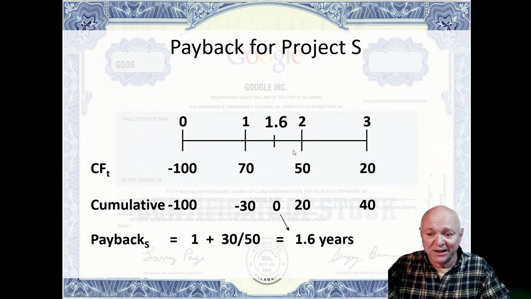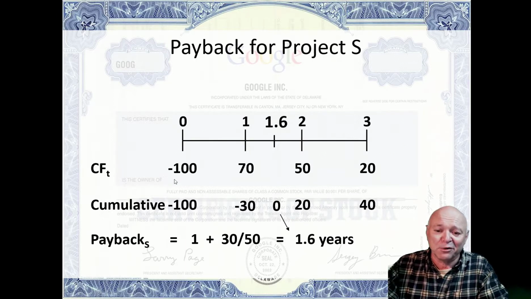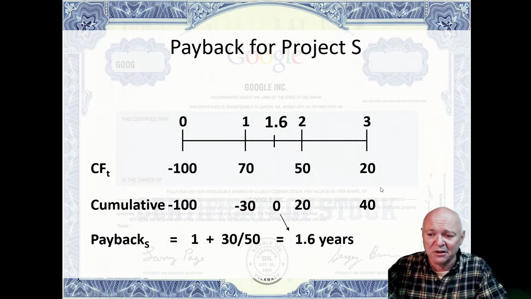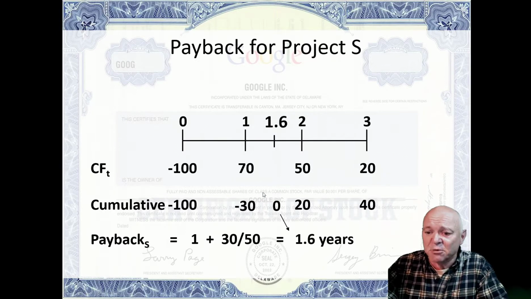If we look at Project S, on the other hand, remember it's the one with the quicker payback. That's why it's called S for shorter. We have the same investment, then we earn 70, we earn 50, we earn 20. 100 million in deficit, and we add 70 to that. That means we're only 30 in deficit at the end of year 1. Then we earn 50, and we're going to be 20 ahead at the end of year 2. And then we're going to earn another 20, so we'll be a total of 40 ahead at the end of year 3. But what we're particularly interested in is our break-even.